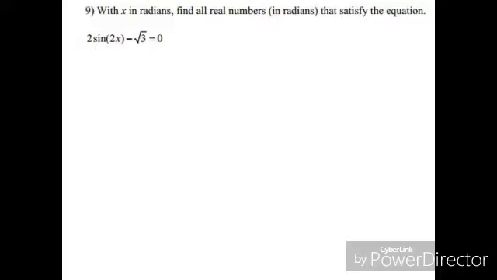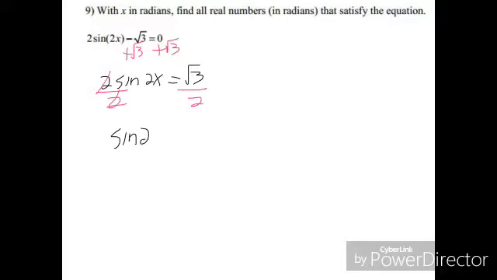Starting off with our equation, we need to solve for the trig function. So that'll include some adding stuff and some dividing by stuff, etc. So add square root of 3 to both sides. Gives us 2 sine 2x equals square root of 3. Then dividing by 2 on both sides to reduce leaves us sine 2x equals square root of 3 over 2.